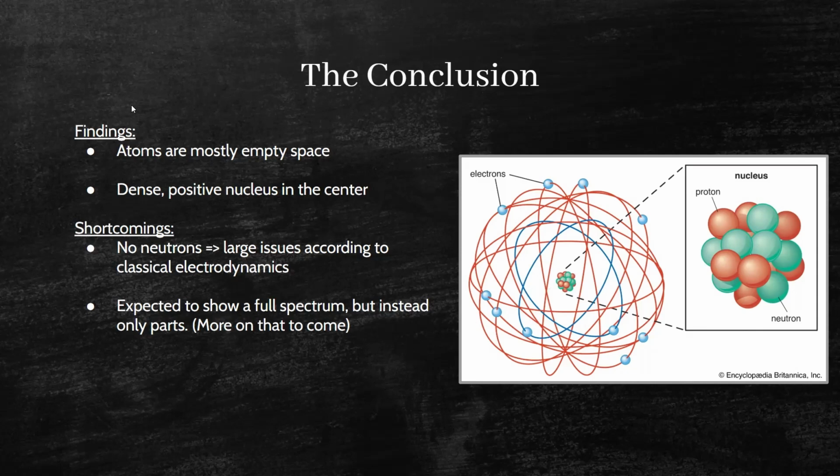Now, it didn't completely answer all of the questions. There were a few shortcomings, such as we still didn't know that a neutron existed. There was still that large issue of worrying about the atoms collapsing in on themselves following the laws of classical electrical dynamics. And on the other hand, and we haven't gotten to this quite yet, as those electrons are moving around in their paths, we expect to see a full spectrum result coming off of them. But instead, we're only seeing bits and pieces. That'll make a little bit more sense later on.